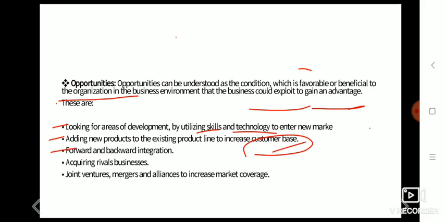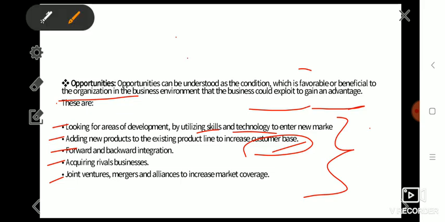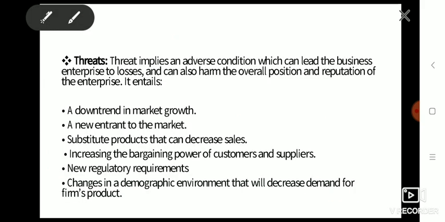Forward and backward integration. In the previous class I have given a brief idea about what forward and backward integration is. Then acquiring rivals' businesses, joint ventures, mergers, alliances to increase market coverage. All these are the opportunities, and all these have to be grabbed as and when they occur for the success of an organization. So this is all about opportunities. Now let's move on to the last word, that is threat.